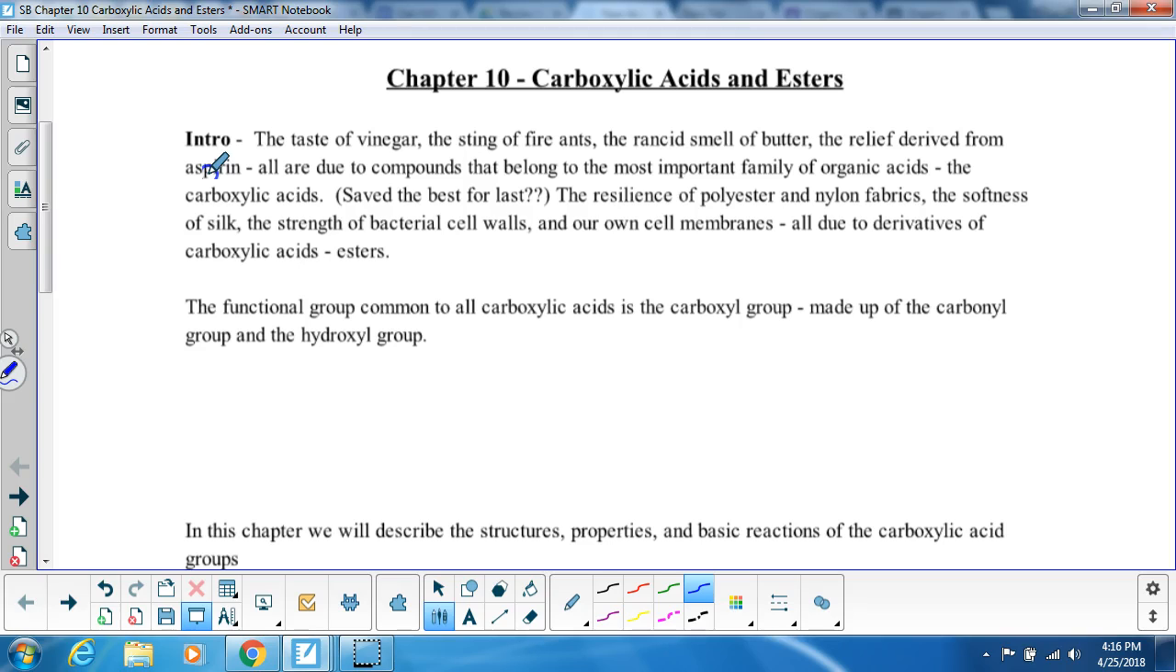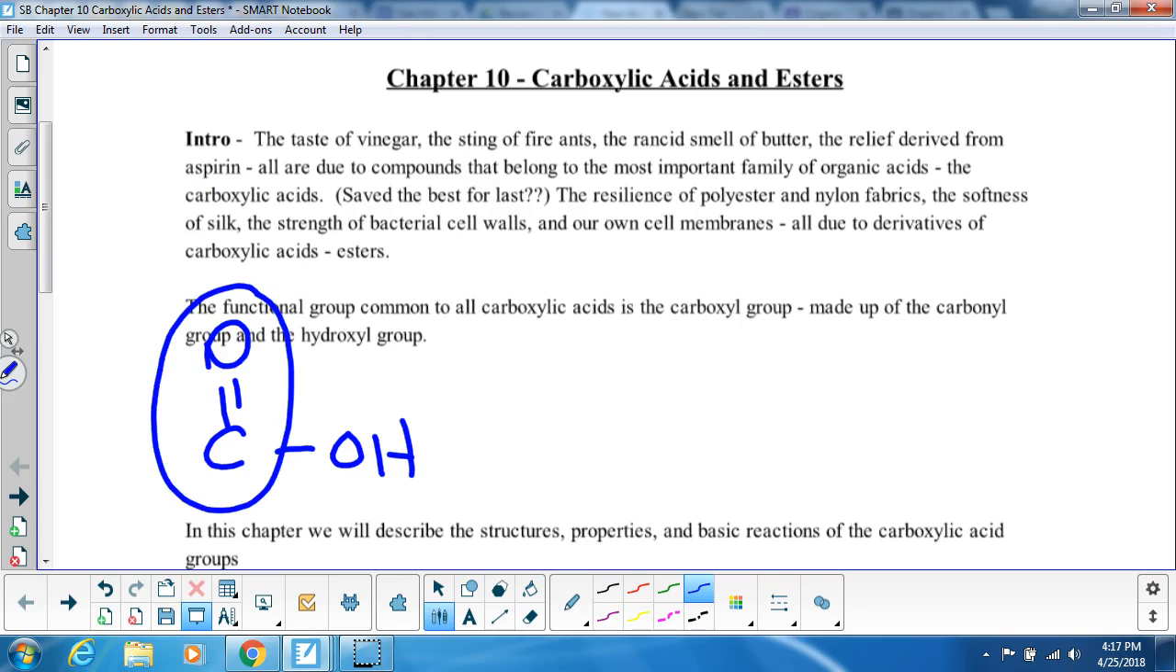Now it says the functional group common to all carboxylic acids is the carboxyl group, which is made up of the carbonyl group and the hydroxyl group. Well, what is that? Here we go: the carboxyl group has a carbon and an oxygen. And here's the hydroxyl group, which you might recognize as the OH from when we talked about the alcohols. Remember how the alcohols had the side chain, like 2-hydroxy? That's the hydroxyl group. So this is your carbonyl group.